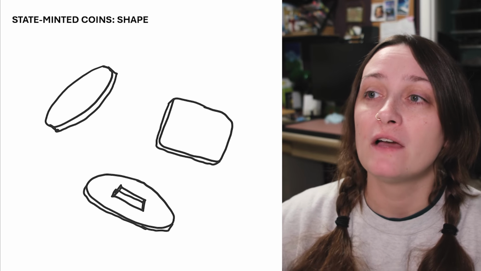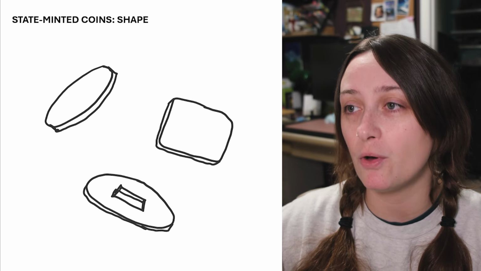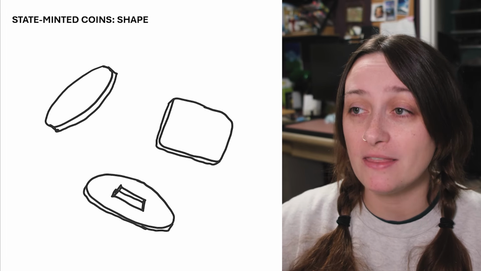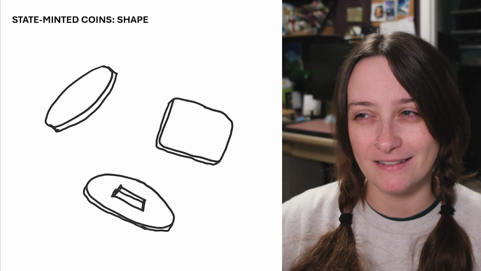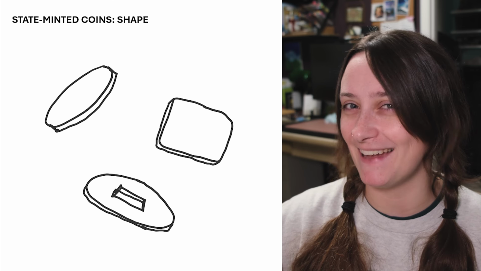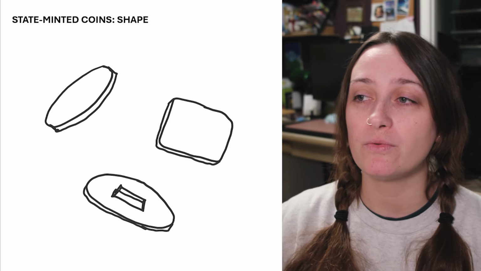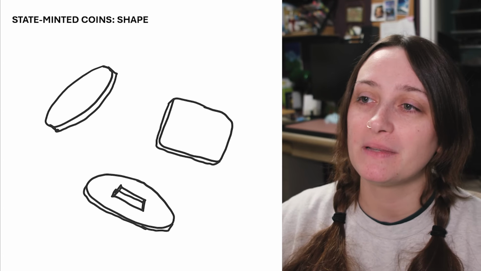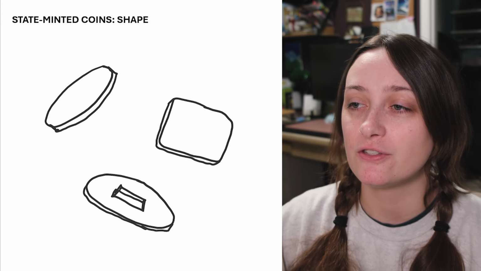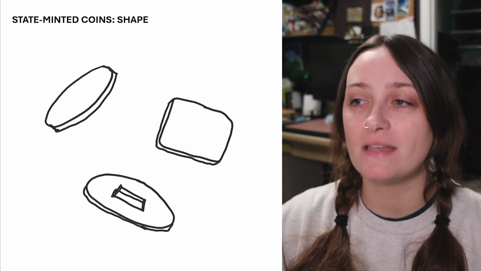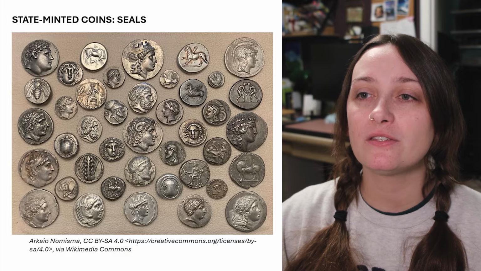So, shape. Round coins were the most common, but there were certainly exceptions. For example, in China, some coins, such as the earliest copper coin, the Banliang Qian, yes, which was 221 to 206 BCE, was round with a square hole in the center. This is due to the belief that heaven is round and the earth is square. They were also able to be tied together on strings, but they also had spade-shaped coins, knife-shaped coins, and ring-shaped coins in different periods.